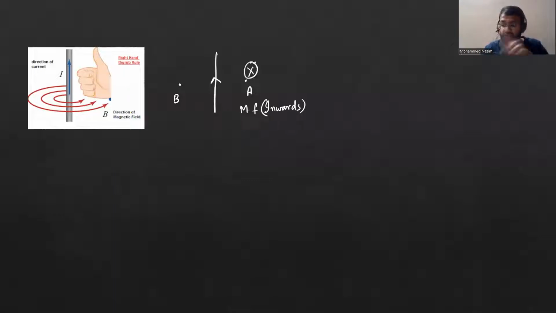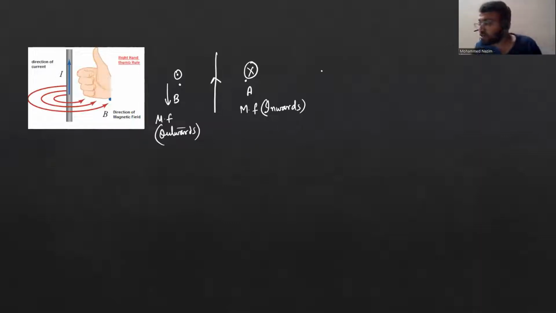And to the left of this wire, correct? To the right, fingers are going in. They become parallel. And to the left, my fingers are coming out. You can also just check it out. So at point B, the fingers are coming out. Therefore, magnetic field is in the outward direction. It is in the outward direction. This is the right hand thumb rule.